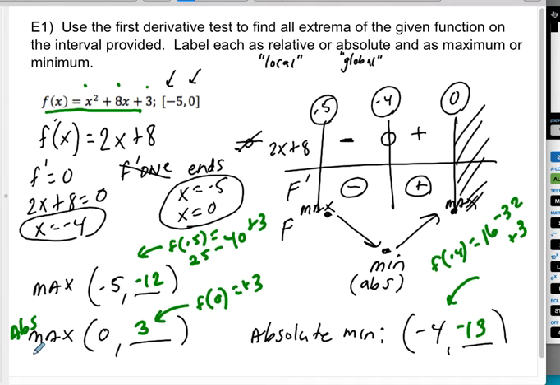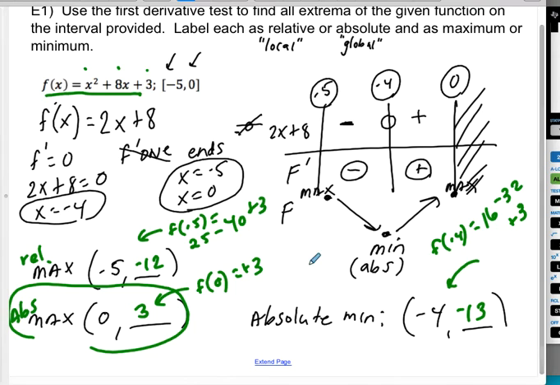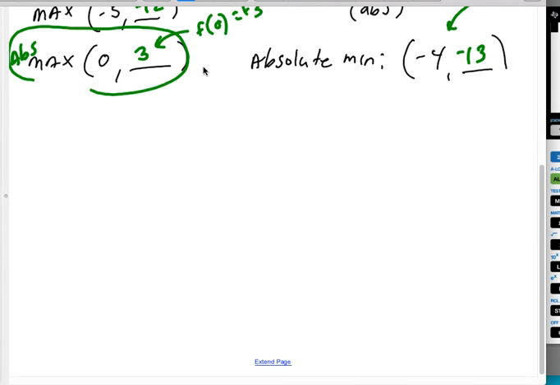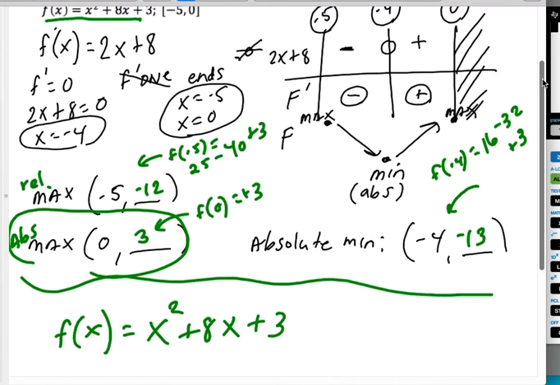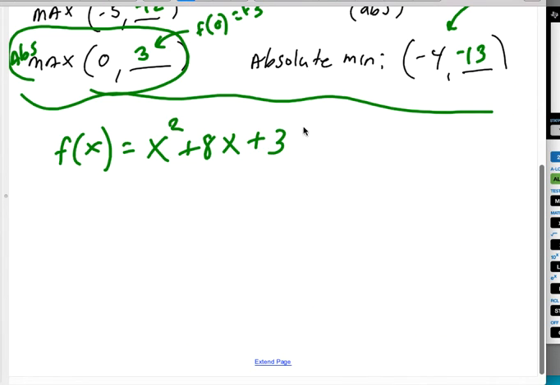So the absolute max is at 3, and the local or relative max is at negative 12. Now, some of you are probably thinking, okay, cool, Hogan, but this is a parabola. I could have figured that out in 2 seconds. And that's not false. So this was a particularly easy example. And if you look at our original f of x, which was x squared plus 8x plus 3, if I'm remembering correctly, let's go up and double check. All right, so you could have cheated and figured this out with algebra 2.